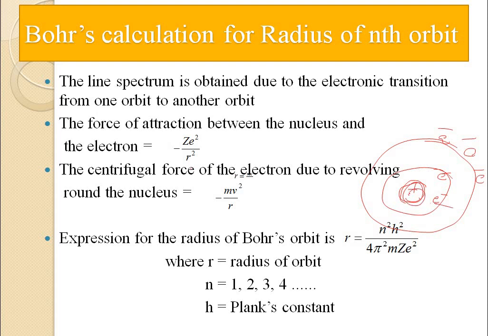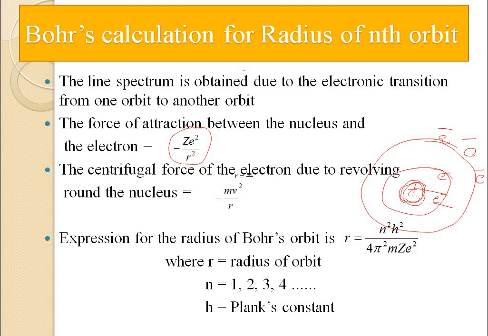The nucleus is positively charged and the electron is negatively charged, plus and minus. So there will be equal forces of attraction and repulsion. But as it is a positive and negative charge, there is a force of attraction between this nucleus and this electron. Here we are considering it as minus Ze square by r square. Z is the atomic number, e is the charge of the electron, and r is the radius of the orbit, that is the distance from the nucleus to whatever orbit we are taking.